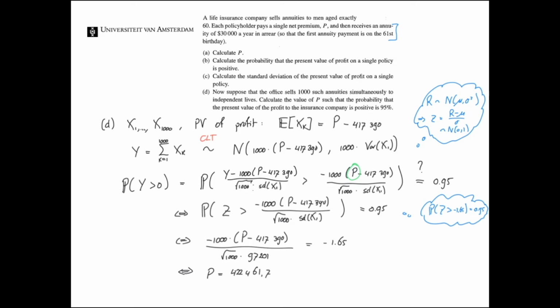I may have made some rounding errors, or you may use a slightly different z-score, but it should be around, let's say, 5,000 more than what you found at part A, which is 417,390. So apparently if you charge about 5,000 more per policyholder, you have a 95% probability of profit. That's what we can conclude from part D, which finishes the entire exercise.